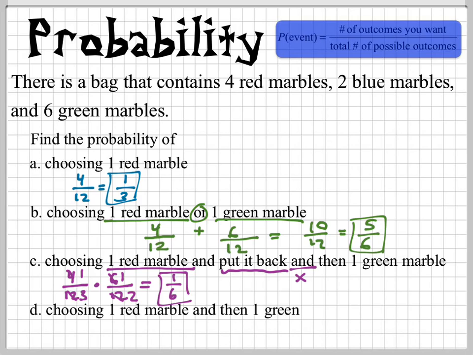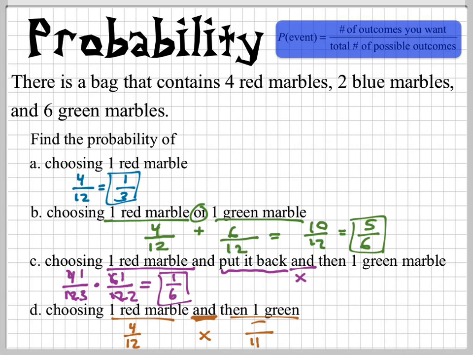Let's see. We do one red marble, and that's 4 over 12, right? And you could write the simplified version. You don't have to write that. And then we see the word and, that we know that's multiply. We're going to multiply that to finding one green marble. Well, how many total possibilities are there now after I've taken one marble out? Yeah, now there's 11. So it actually went down. This is the first time we're seeing the total possibilities go down.